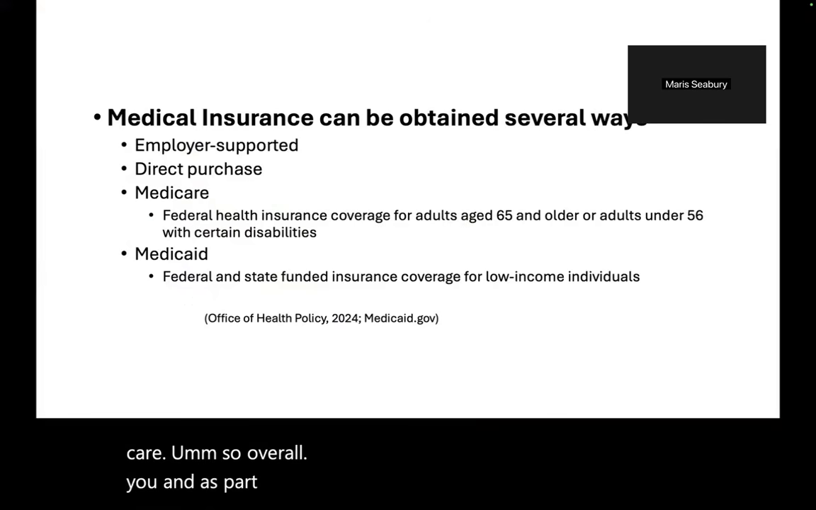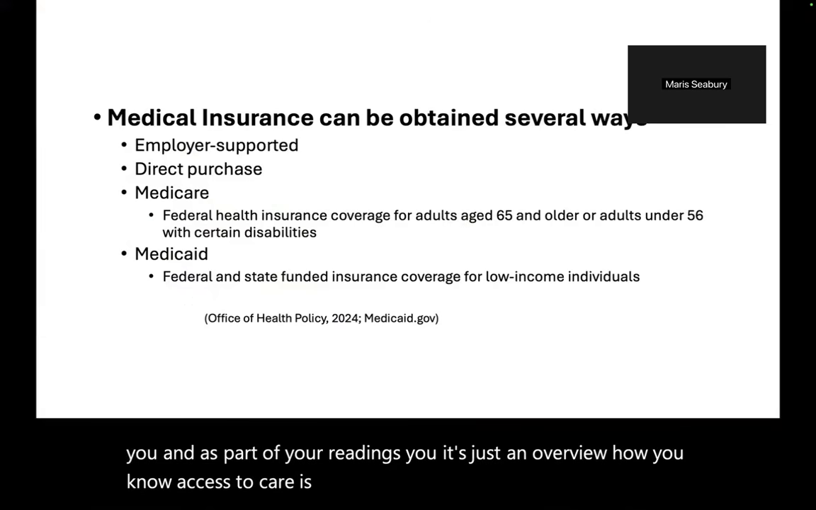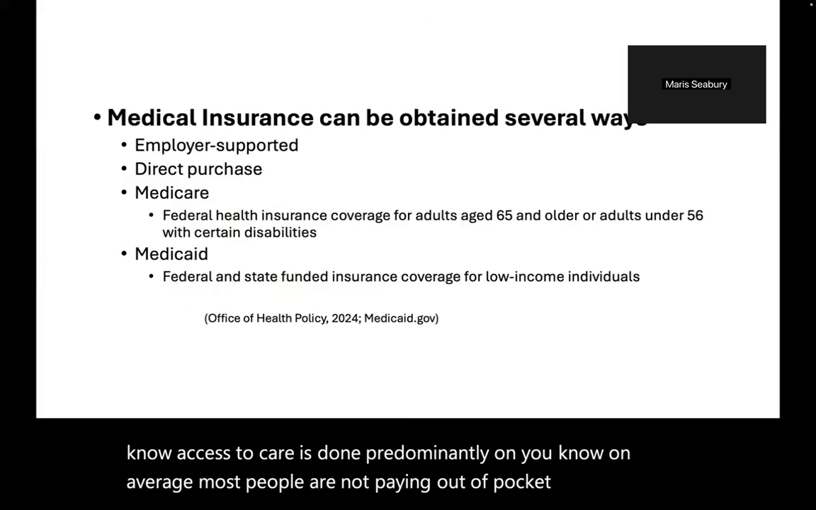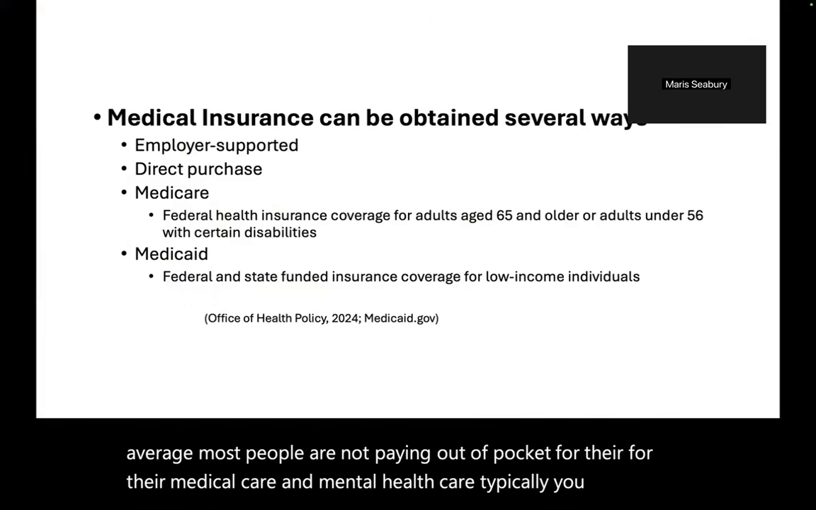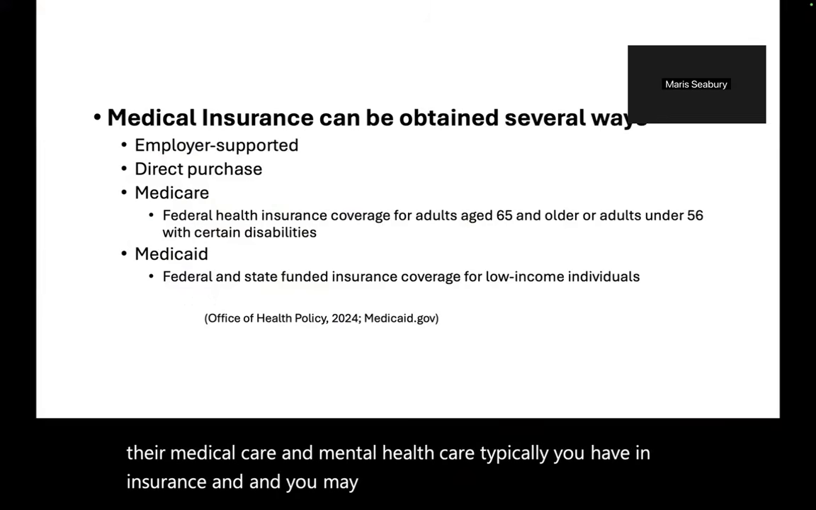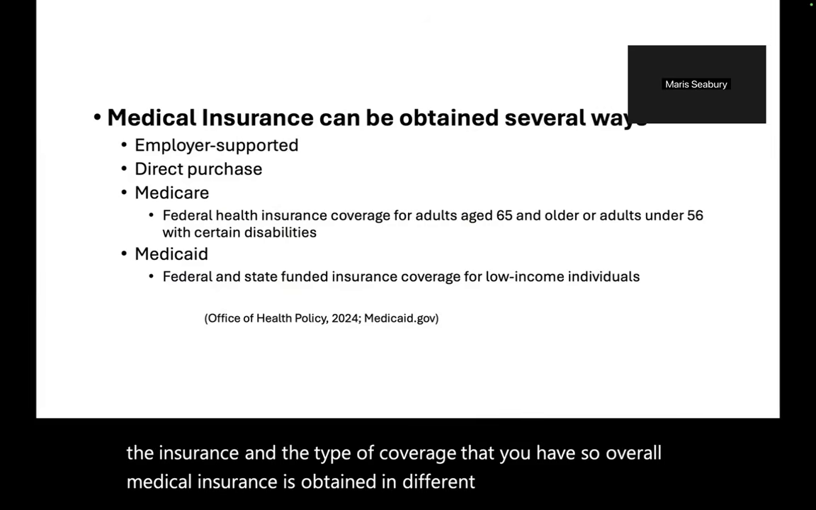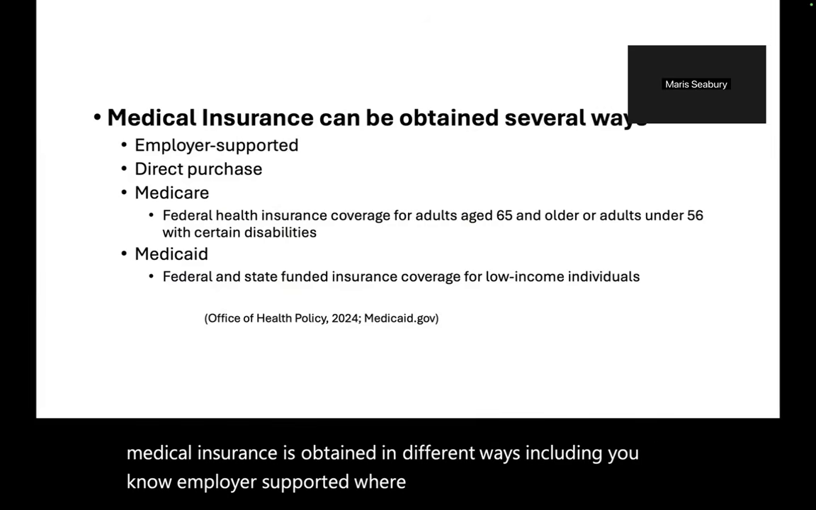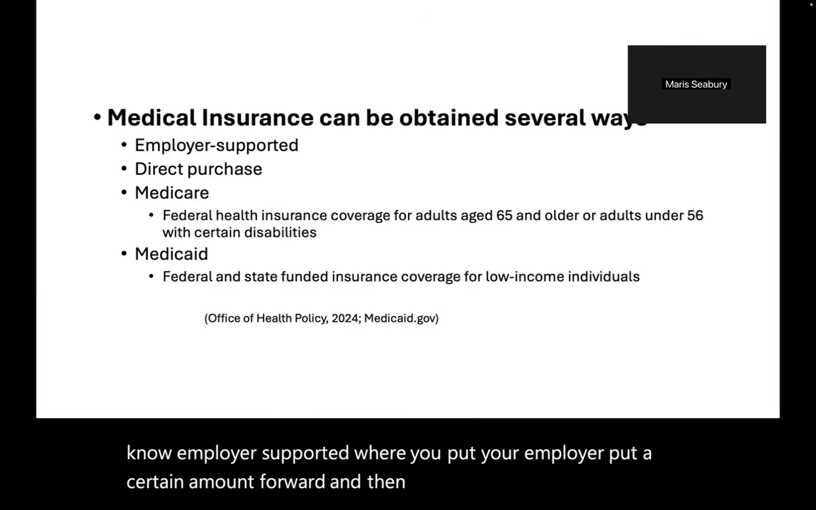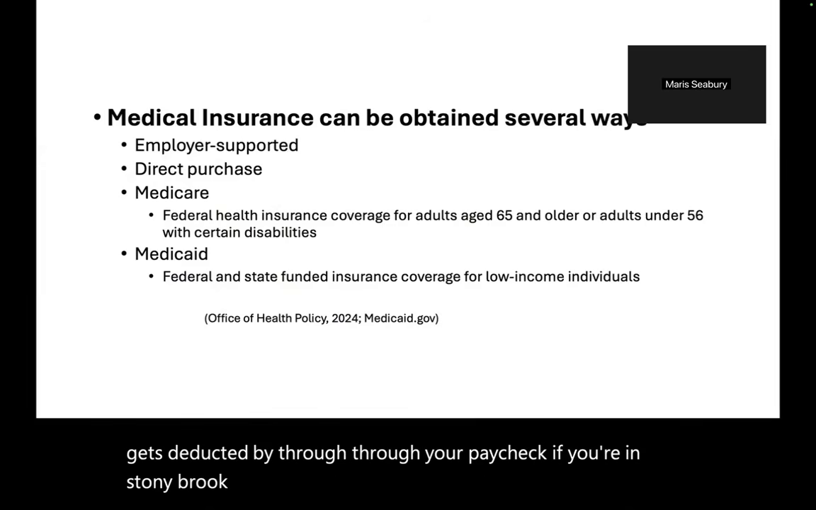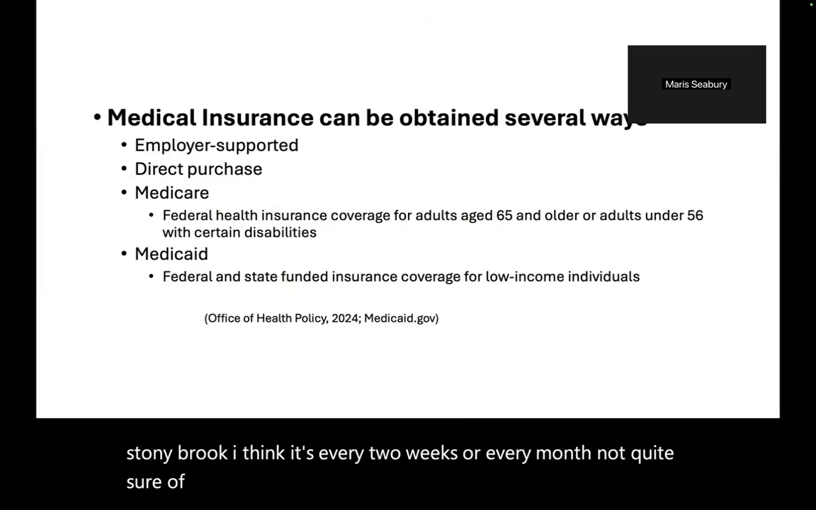as part of your readings, it's an overview of how access to care is done predominantly on average. Most people are not paying out of pocket for their medical care or mental health care. Typically you have insurance, and you may have to pay a copay based on the insurance and the type of coverage that you have. Medical insurance is obtained in different ways, including employer supported, where your employer puts a certain amount forward, and then you pay the rest, which gets deducted through your paycheck. If you're at Stony Brook, I think it's every 2 weeks or every month, not quite sure of that. Direct purchase, you can purchase your own insurance.